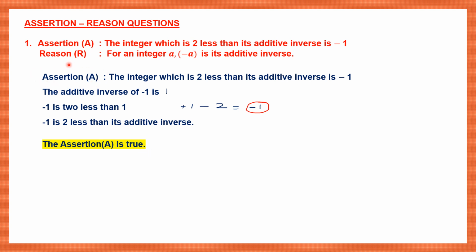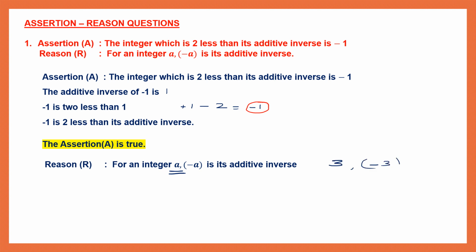Now we have to work on the reason. What does reason R say? It says for an integer A, negative A is its additive inverse. That's true, isn't it? You take any integer. Now this is A. You take 3. What is the additive inverse? Negative 3. You take 17. What is the additive inverse? Negative 17. So this statement that for an integer A, negative A is its additive inverse is true. That means reason R is also true.